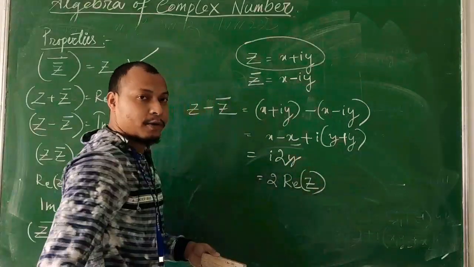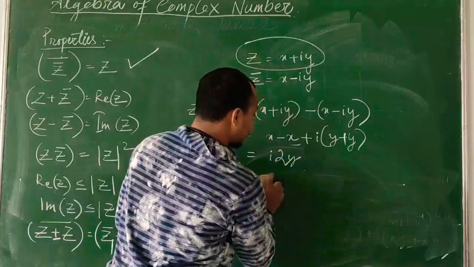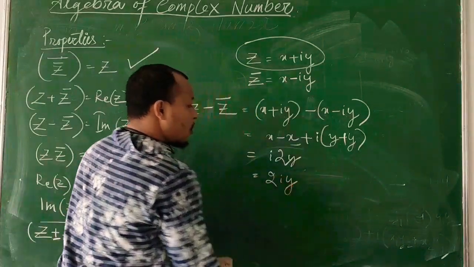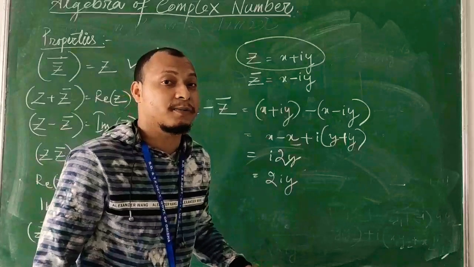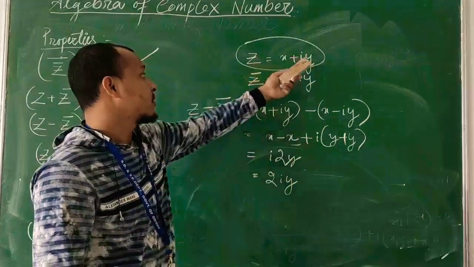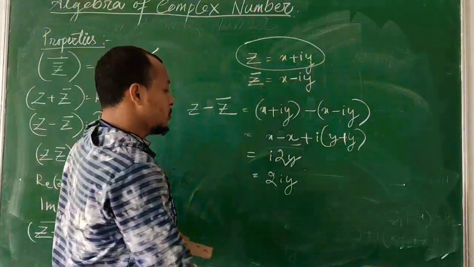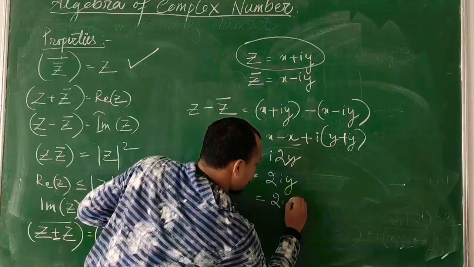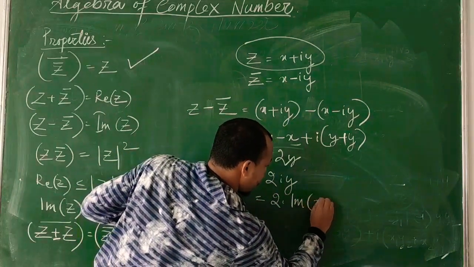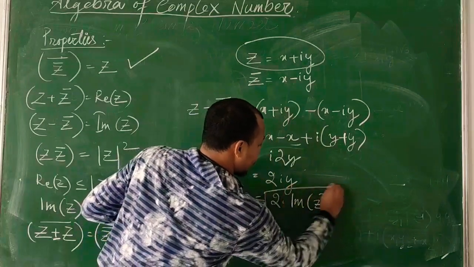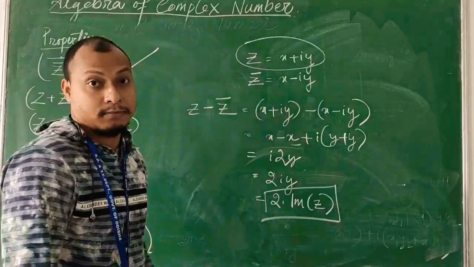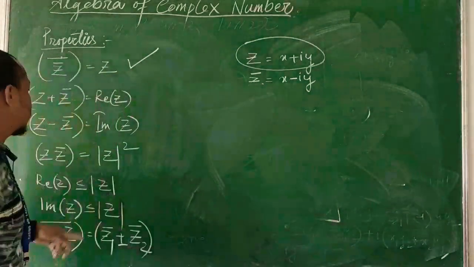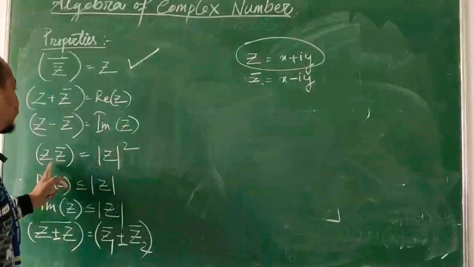2y. Okay? So now this is 2 into i into y. What is y exactly? y is nothing but the imaginary part of z. So we can write this. It's easy, right? Yeah, it's easy only. So now I'm going to check for this one.